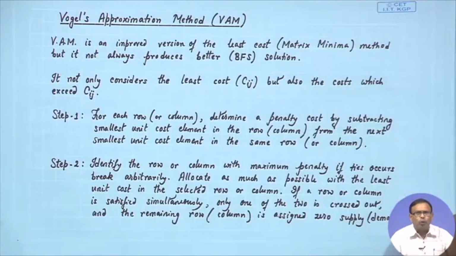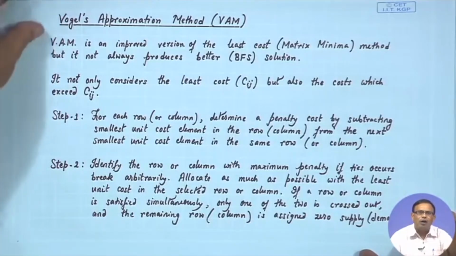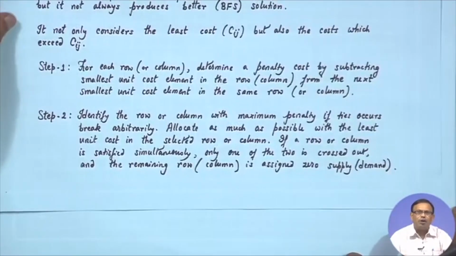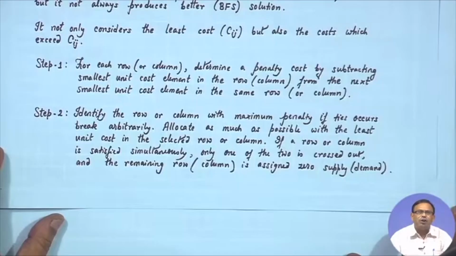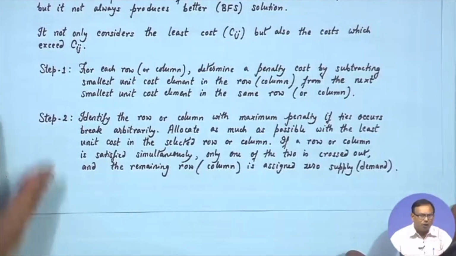In step 2, we are identifying the row or the column with maximum penalty. If there is a tie, then we choose it arbitrarily. Allocate as much as possible with the least unit cost in the selected row or column. If a row or column is satisfied simultaneously, only one of them is crossed out and the remaining row or column is assigned 0 supply or 0 demand.